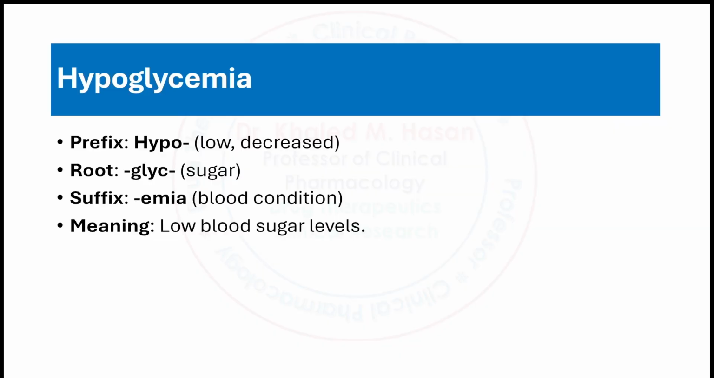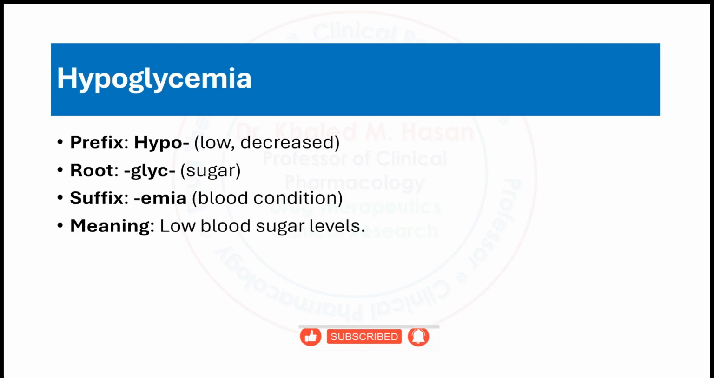Next medical word will be hypoglycemia. Hypo means low or decrease, glyc means sugar, emia means blood condition. The meaning of hypoglycemia will be low blood sugar. So when someone suffers from hypoglycemia, it means low blood sugar. Hypo means low, glyc means sugar, and emia means blood condition.